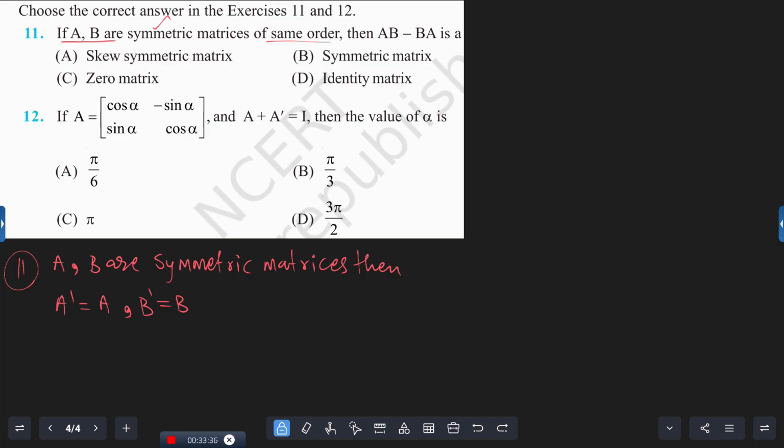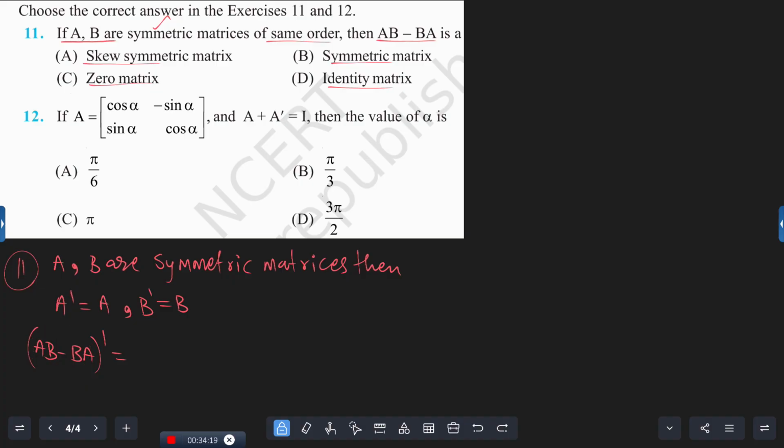Next line. They asked to check what AB minus BA is: either skew symmetric, symmetric, identity or 0. First you take the given one, AB minus BA. First option skew symmetric, second option symmetric. Now we should take the transpose to check symmetric and skew symmetric. When I take the transpose, if I get the same as what we have inside, we say symmetric, or if we get minus of inside, we say skew symmetric. Shall we check?